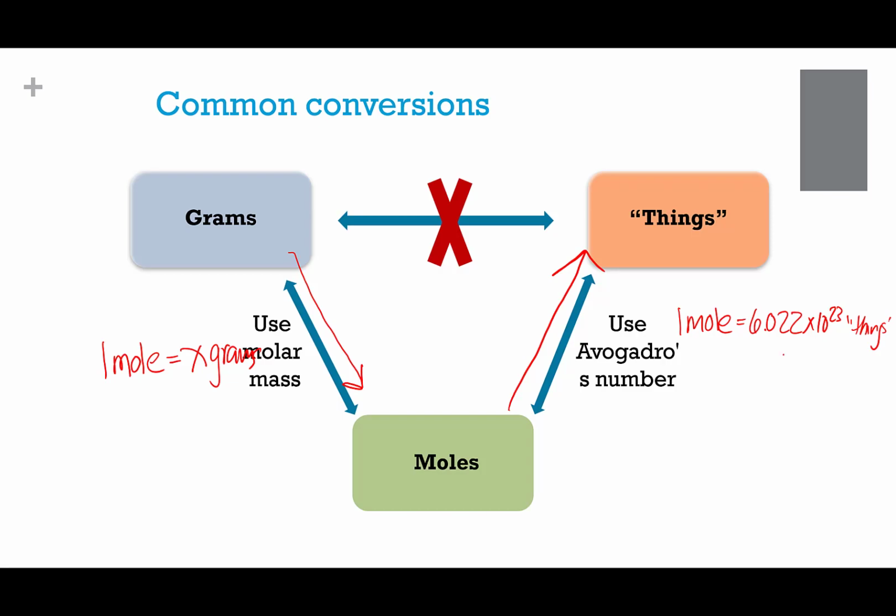So what we're going to have to do here is a two-step conversion. We're going to first go from grams to moles, and then from moles to things. If you notice this map here, it has double-sided arrows. So we don't necessarily have to go from left to right. We could go the other way, and we'll look at an example of that as well. So we can go from things to moles and then moles to grams. That would be fine too. So that's what the double-sided arrows are.